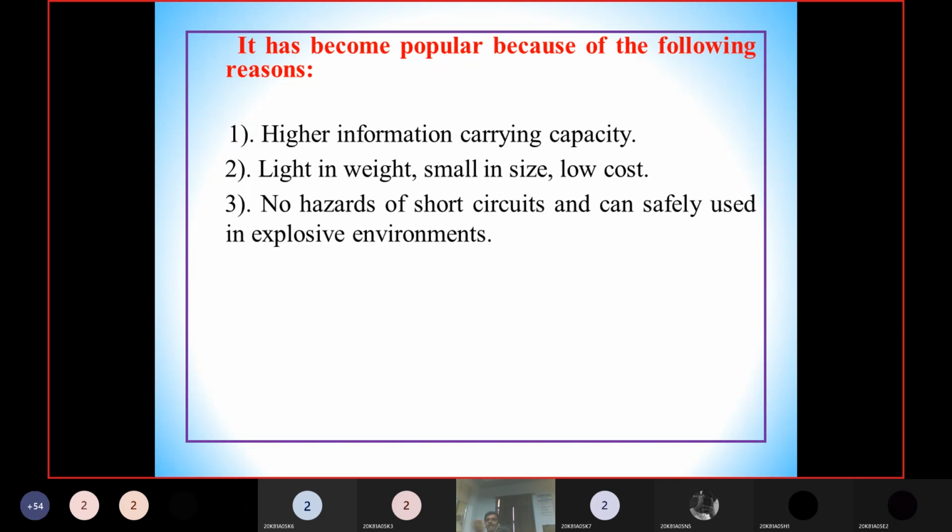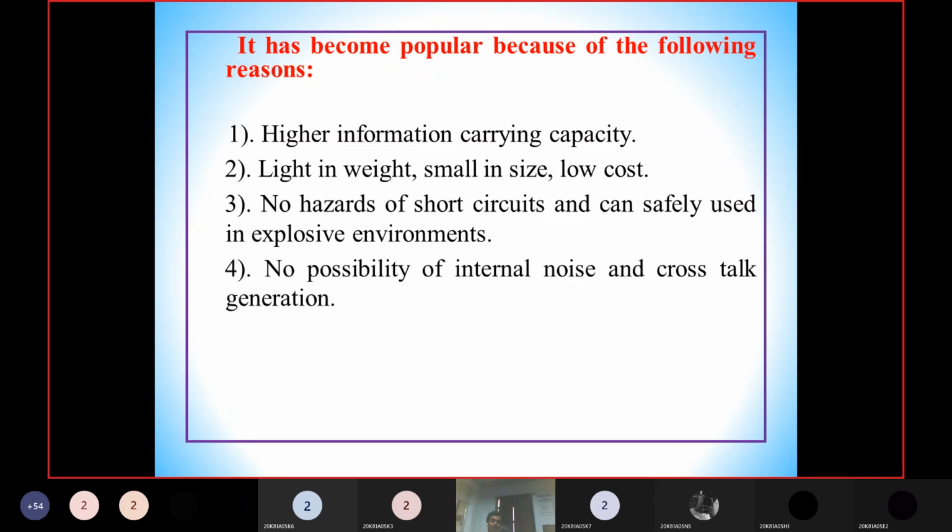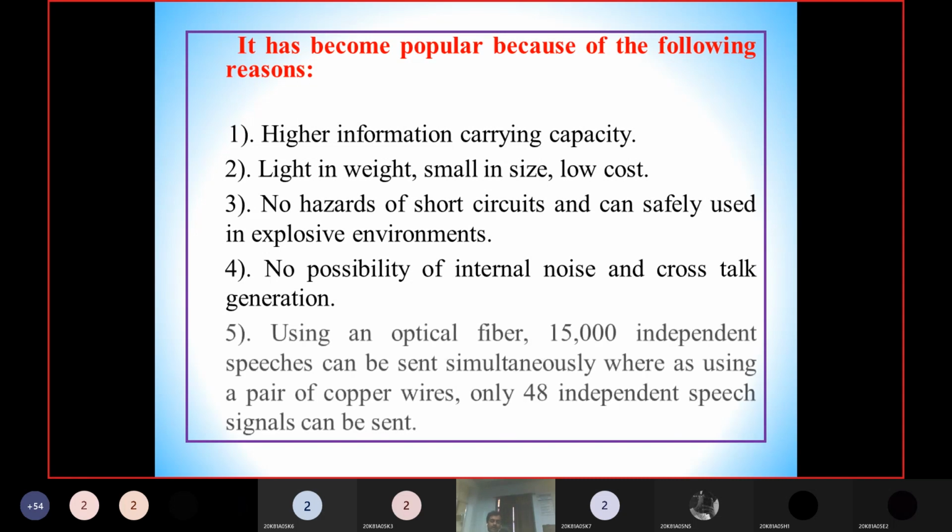In some situations, if you use electrical wires, there is a chance of short circuit and damage. In such situations, if you use optical fiber, it will be very safe. Also, there is no possibility of internal noise and crosstalk generation. One more important point: using an optical fiber, 15,000 independent speeches can be sent simultaneously, whereas using a pair of copper wires, only 48 independent speech signals can be sent.